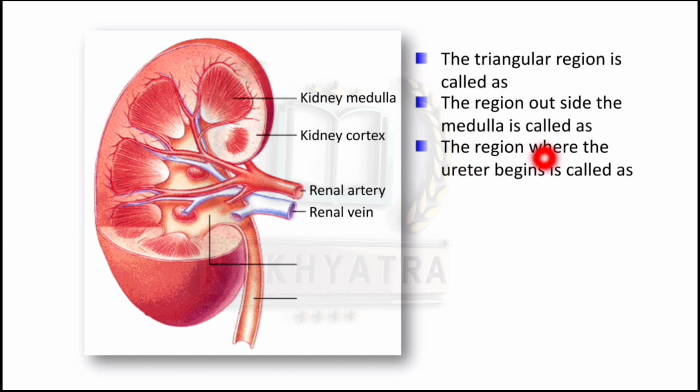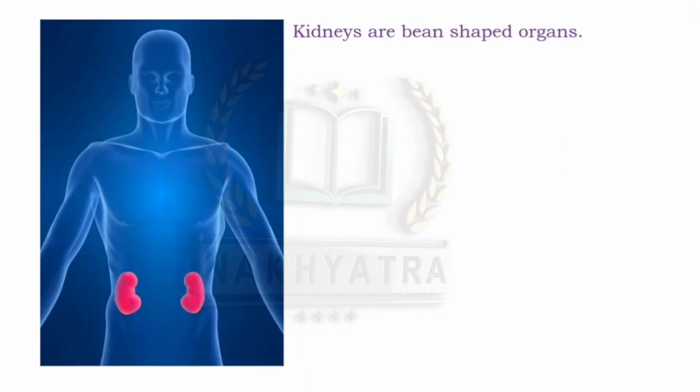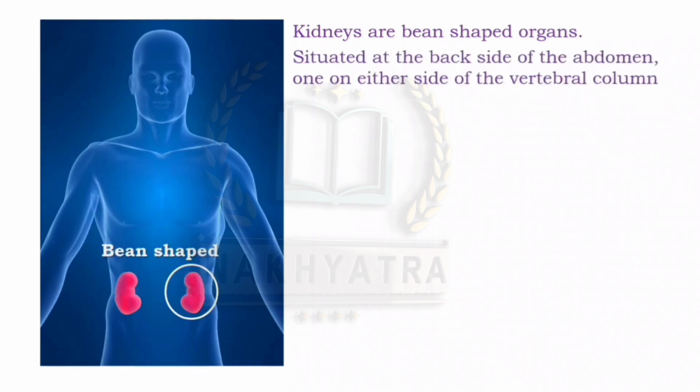Now the region where the ureter begins is called the renal pelvis. Clear? Alright, I hope everyone understood. Now see, kidneys are bean-shaped organs, situated at the backside of the abdomen, one on either side of the vertebral column.